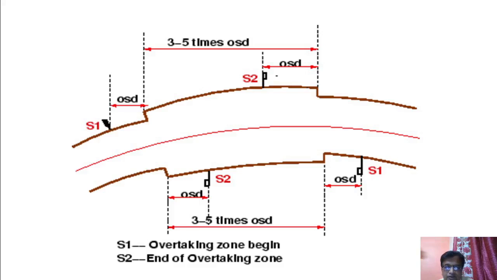So here, in the sketch I have shown how long the overtaking zones should be. It is 3 to 5 times the OSD. So this is the overtaking sight distance length. So it should be 3 to 5 times.